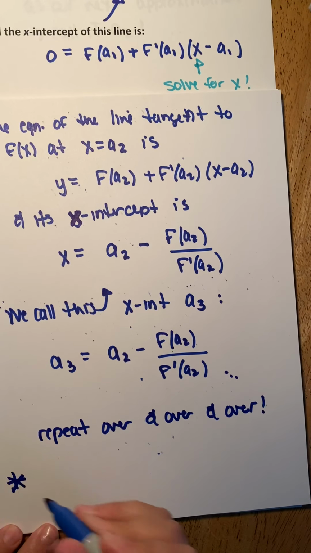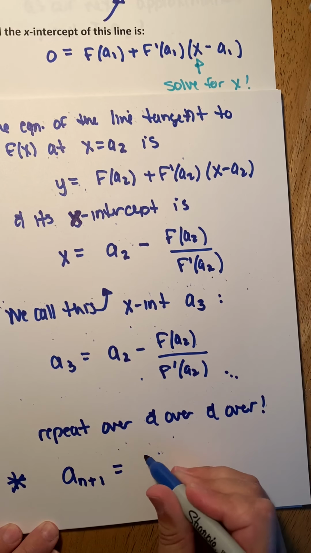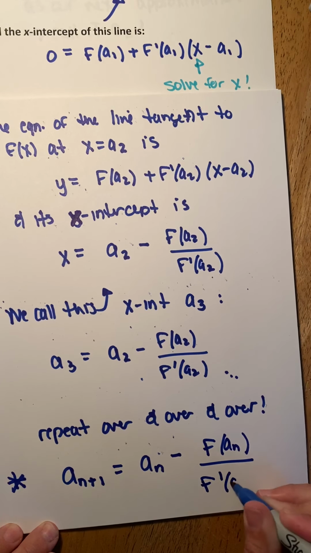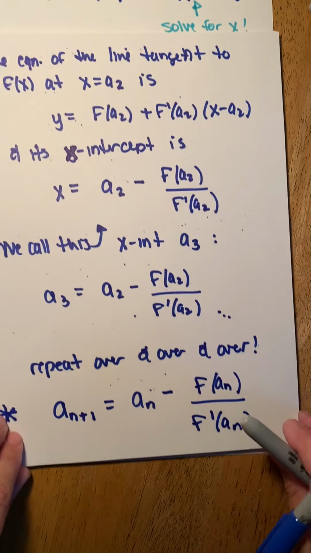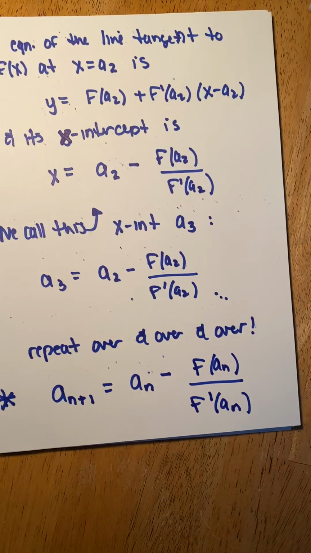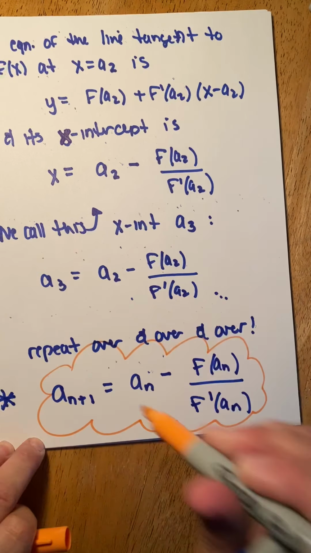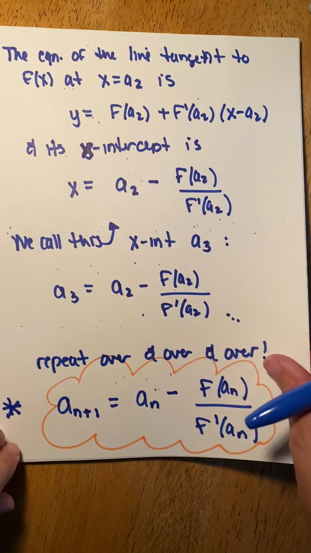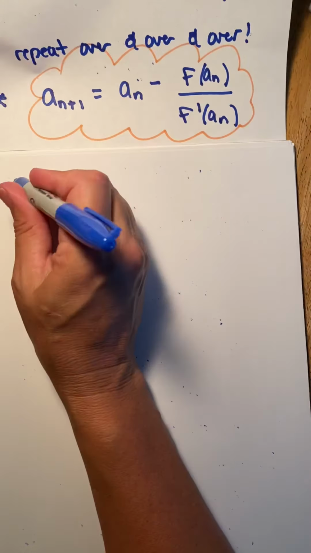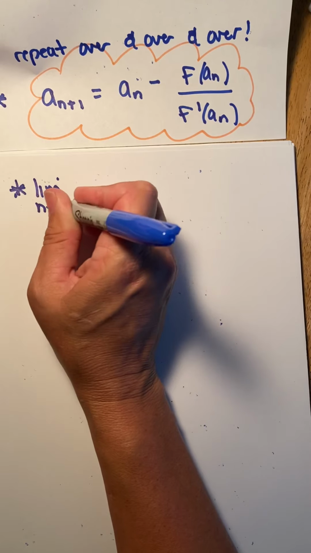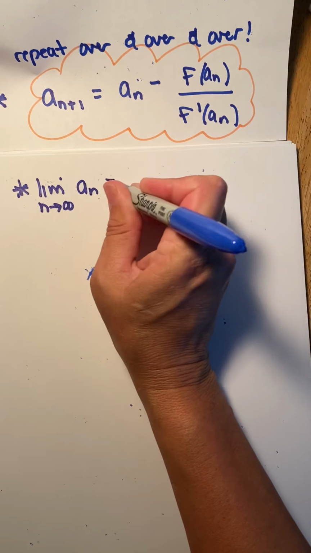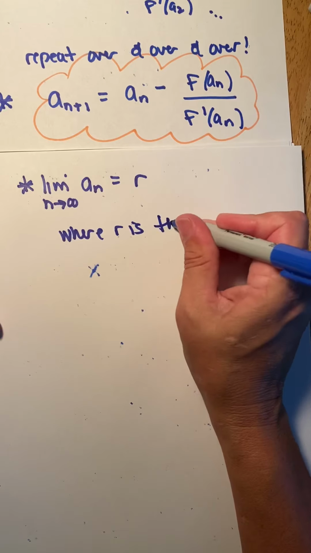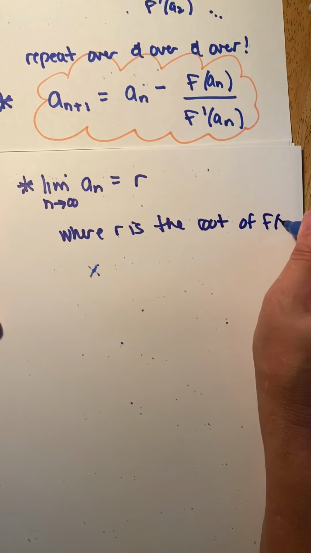Okay, and we get this template. The next intercept is the previous intercept minus the function evaluated at the previous intercept all over the derivative at the previous intercept. So this is going to be the template that's going to guide us to find a sequence of numbers that should converge, if we do it properly, to the zero of the function. So the limit as n goes to infinity of a_n is equal to r, where r is the root of the original function.